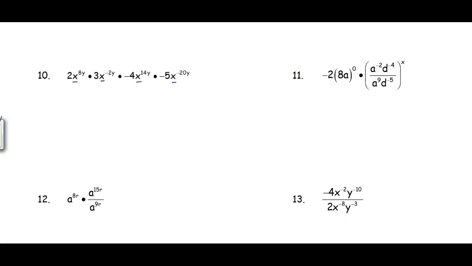Let's take care of our whole numbers out front. Our whole number is 2 times 3 times negative 4 times negative 5, which is going to give us 120. Then we take a look at our bases now. 8 minus 2 is 6, plus 14 is 20, minus 20 is 0, so you're going to get x to the 0. We know x to the 0 is 1, so our final answer is just 120.